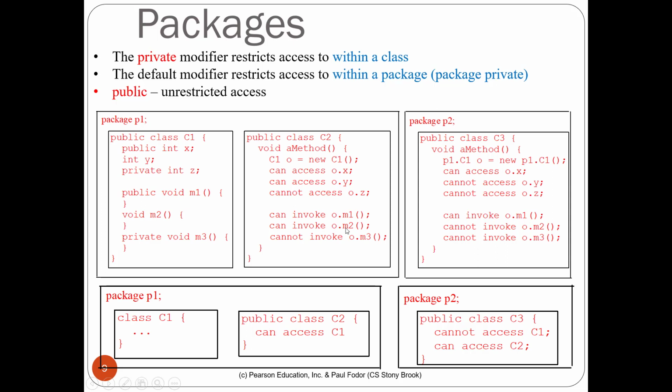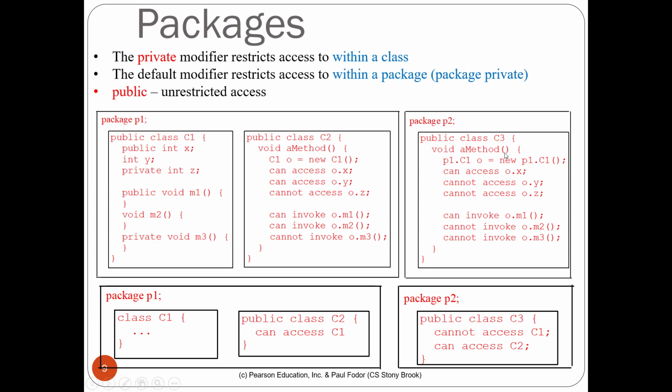Can I invoke m2, o.m2? Yes, you can, because this is package private within the package. So since C2 class has been defined in package P1, we can invoke m2. Can we invoke m3? Not at all. Why? m3 is private, you cannot do that. Great. Nice. So if you understood this discussion, then now let's move on to a different package P2.